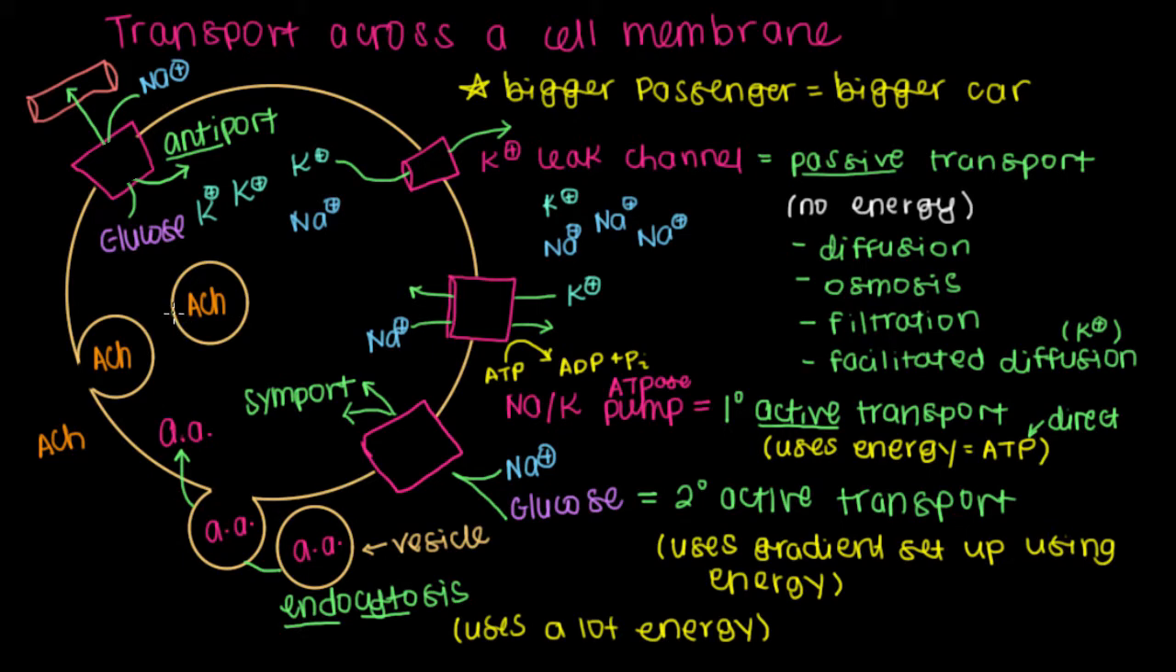So this process where this vesicle came here and then caused the acetylcholine to get out of our cell is called exocytosis, which is why I call it the opposite of endocytosis, because something is exiting our site or a cell. And this is similar to endocytosis in that it uses a lot of energy to happen.